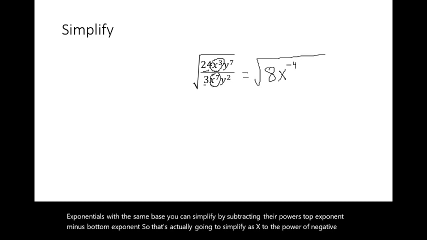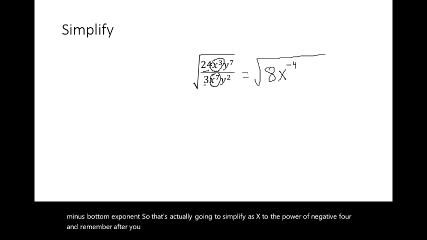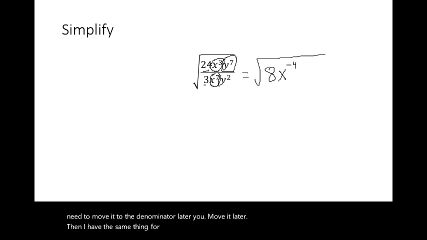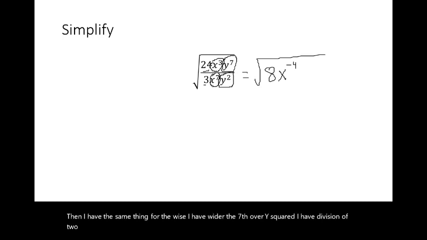And remember, after you subtract, you should always put it in the numerator first, and then if you need to move it to the denominator later, you move it later. Then I have the same thing for the y, so I have y to the 7th over y squared. I have division of two exponentials with the same base, so I'm going to simplify them by subtracting their powers. 7 minus 2 is 5.